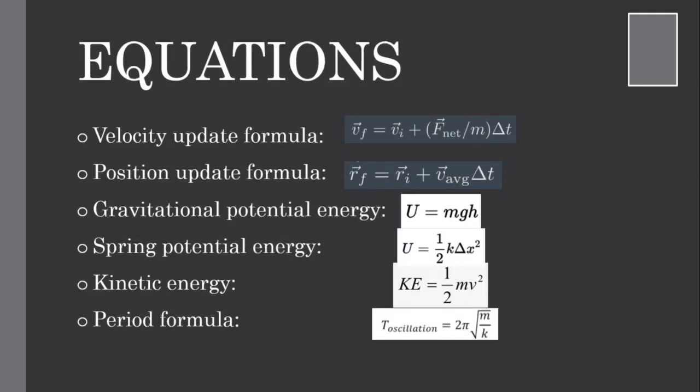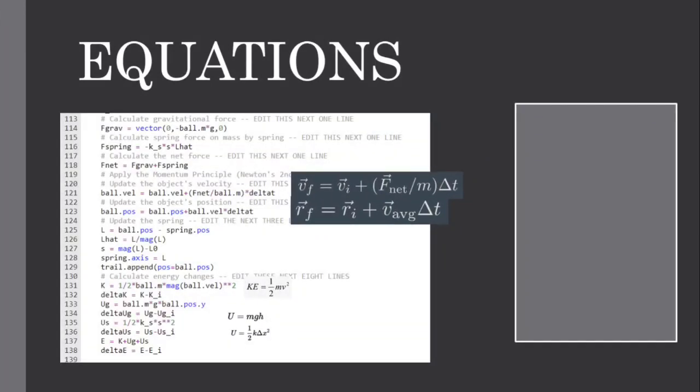Here are most of the equations that we will utilize inside of this lab. There are many of them, including the velocity update, position update, gravitational potential energy, spring potential energy, as well as spring force, kinetic energy, and the period formula of oscillations. Now, we will utilize all of these throughout the lab, and not only inside the code, though a majority of them will show up inside of the code. In fact, as you can see right here, they are.